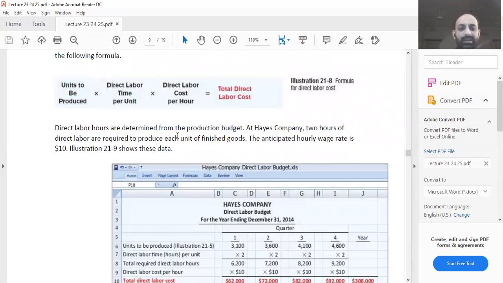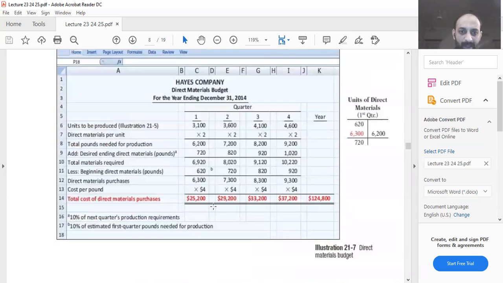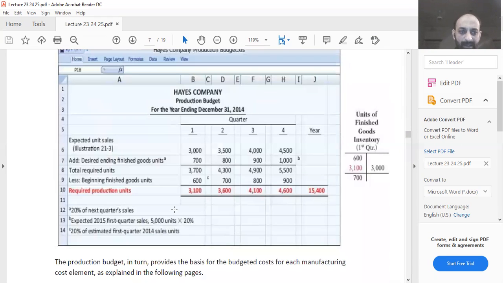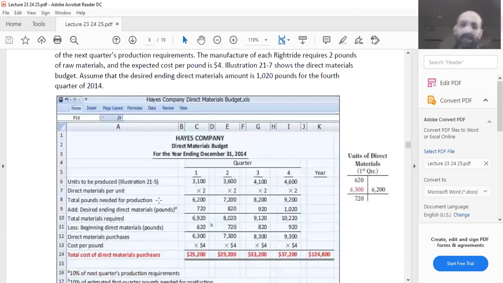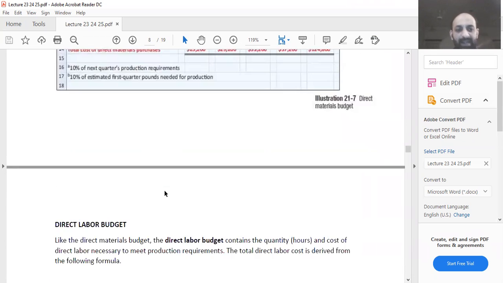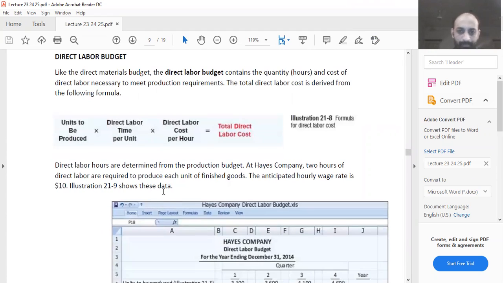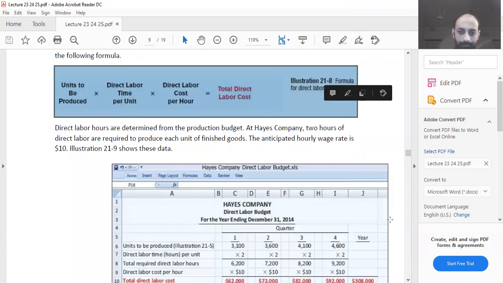Direct labor hours are determined from the production budget. At Hayes Company, 2 hours of direct labor are required to produce each unit of finished goods. For example, we saw that in the first period the finished goods needed were, let's say, 3100. So if you multiply it by the direct labor hours, you will get the total number of hours. The anticipated hourly wage rate is $10.